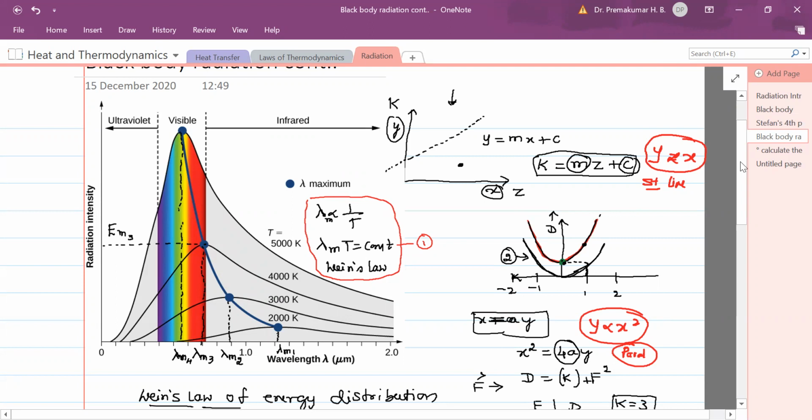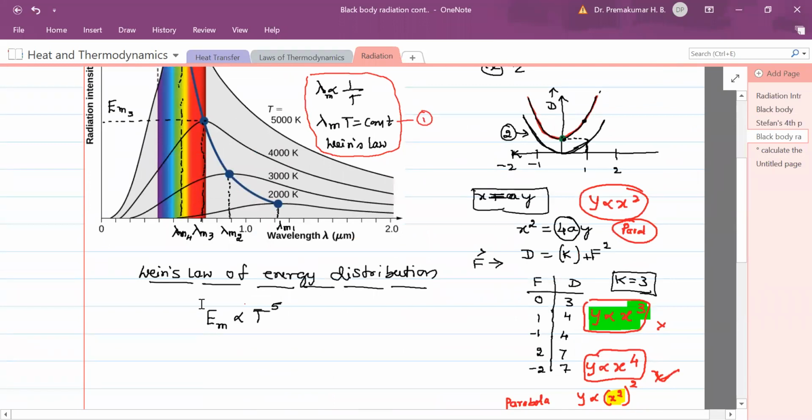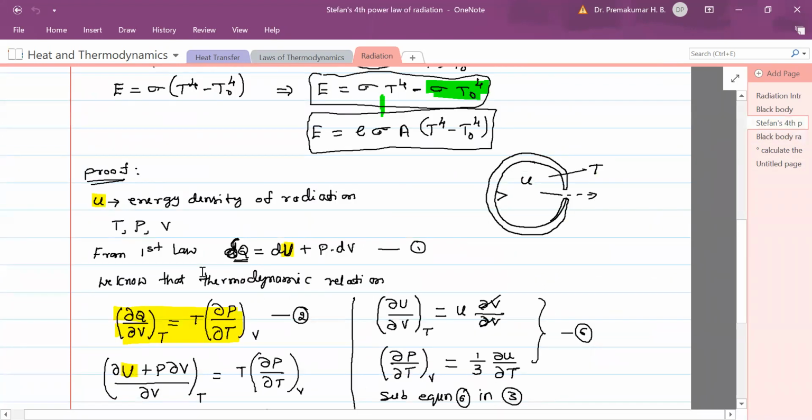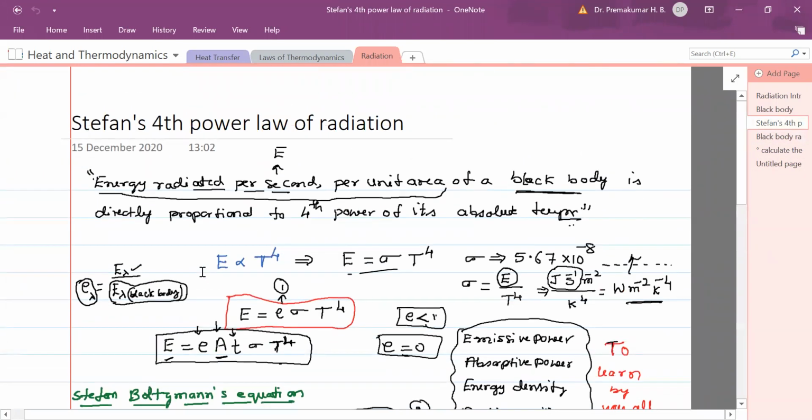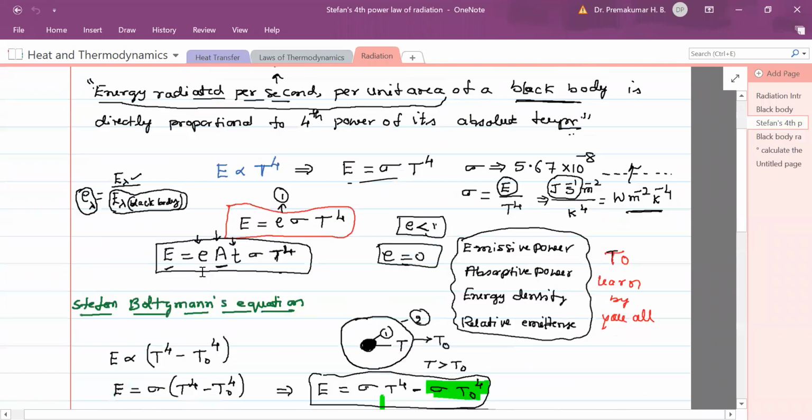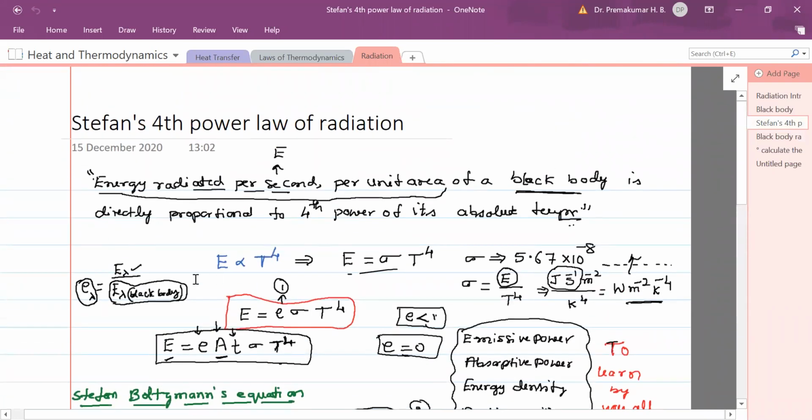Like in this class, we try to learn Wien's law of energy distribution. Maybe you know that in the previous class, we learned about Stefan's fourth power law of radiation. It tells that power radiated per unit area is directly proportional to the power of 4.